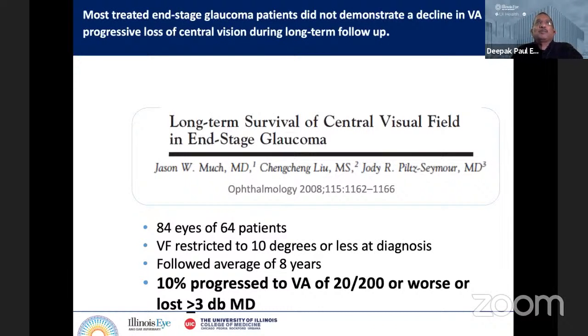So most patients with severe or end-stage disease, and this is a very nice paper, I would encourage you to read this, patients with follow-up up to 8 years, only 10% of patients progress to visual acuities of 20/200 or worse, or lost 3 decibels in the mean deviation. And so in a practice where you're taking good care of patients with severe glaucoma, this is probably a more realistic figure despite all the warnings.